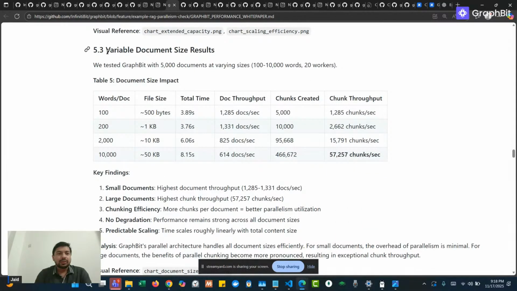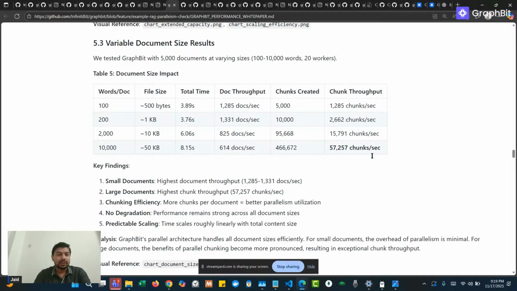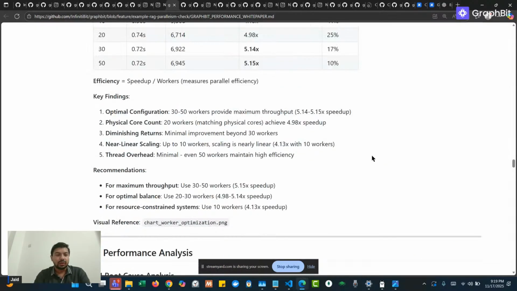Even with various document sizes, it still performs quite well. Even as the file sizes increase and more load is stressed on GraphBit, it doesn't break. It doesn't compromise on CPU or memory usage. Rather, it maintains the peaks of CPU and memory usage, whether it's a small document, a huge document, or a huge quantity of documents.